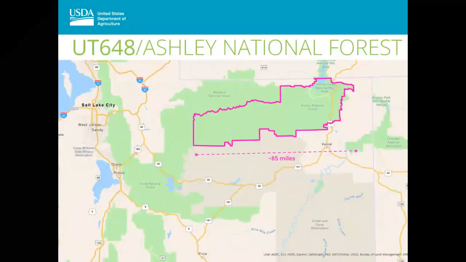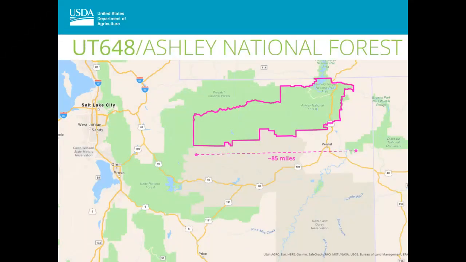And this is the soil survey area polygon, which is made up of the Ashley National Forest. So the survey area is UT 648, and it's about 85 miles long and 35 miles wide. And you can see Price, Utah there at the bottom. So for us, it ends up being about an hour and a half to 2.5 hour drive. And then it's about 2 to 3 hours from Salt Lake City, which is the capital city of Utah, and is located to the west of the survey area.